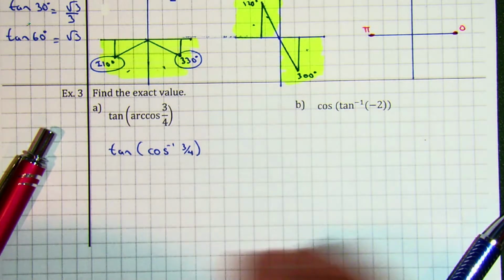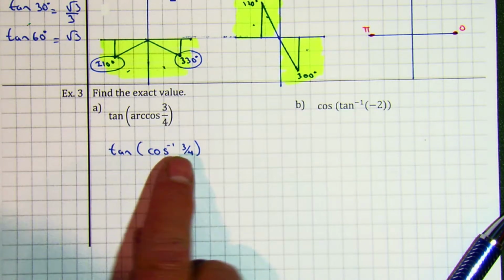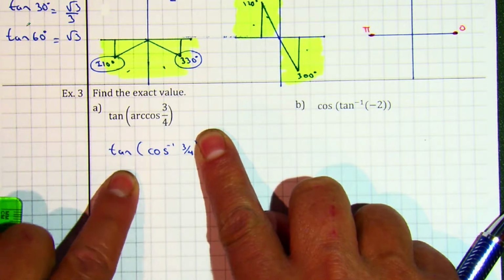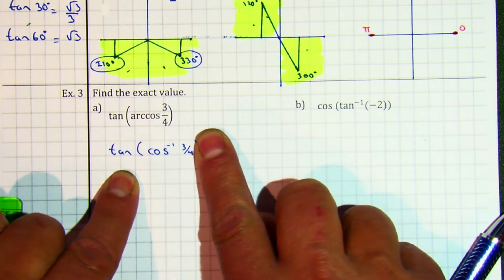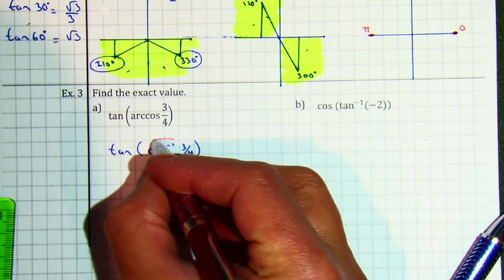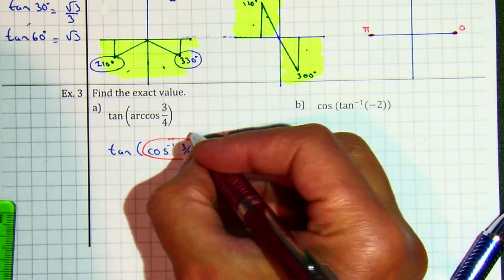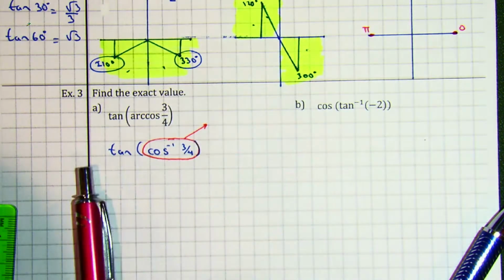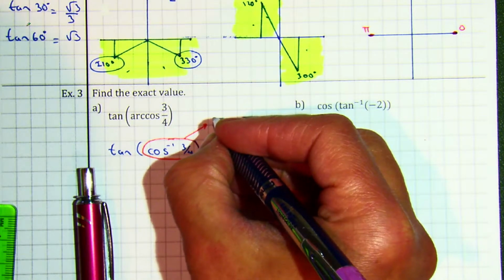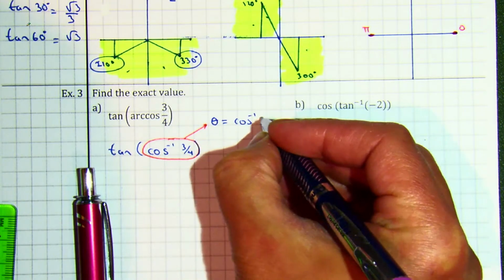Now, we are not looking for an angle, right? Because this is going to give us an angle, and then we're going to take the tangent of the same angle. So we are actually never going to find the angle itself. We are going to use this part to be able to rewrite it. That's going to be the angle. So theta is equal to the cosine inverse of 3/4.